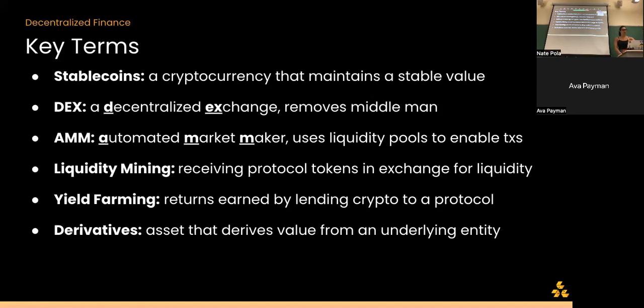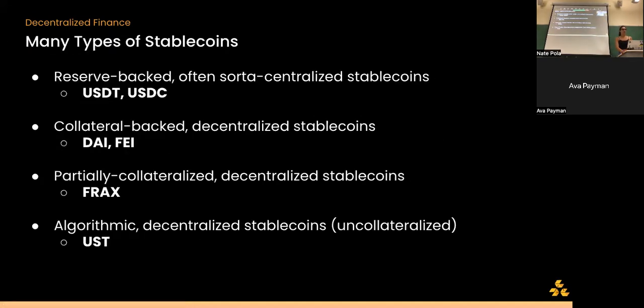And so derivatives are also very big in DeFi. I'd say derivatives and stablecoins are sort of their own separate concepts here. DEXs and AMMs are very much linked. Liquidity mining and yield farming are very much linked, and then those 4 are very much linked together as well. So there are many different types of stablecoins.